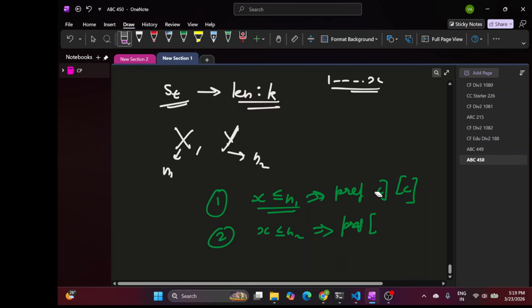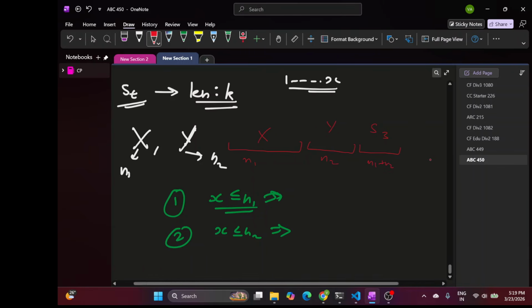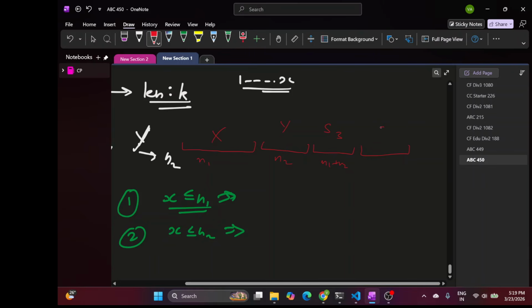actually this is not x, this is... okay, one minute. Let's write this again, right? So what exactly I'm saying is that our first n1 characters are from x, our next n2 characters are from y, and after this we have our third string, let's say s3, which has n1 plus n2 characters, right? And then we have our fourth string s4, which has 2 n1 plus n2 characters and so on, right?